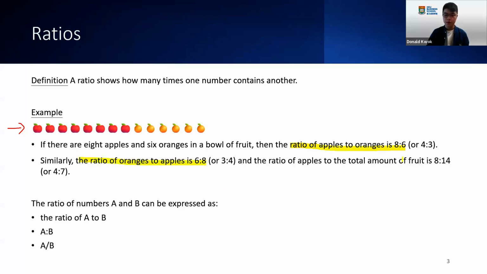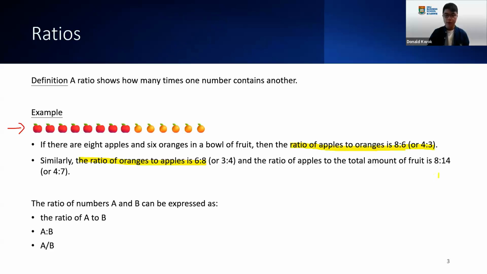We also have an equivalent ratio to this number. Because the ratio of apples to oranges is 8 to 6, effectively, it is also 4 to 3. So this is what is meant by equivalent ratio. 4 to 3 is equal to 8 to 6.